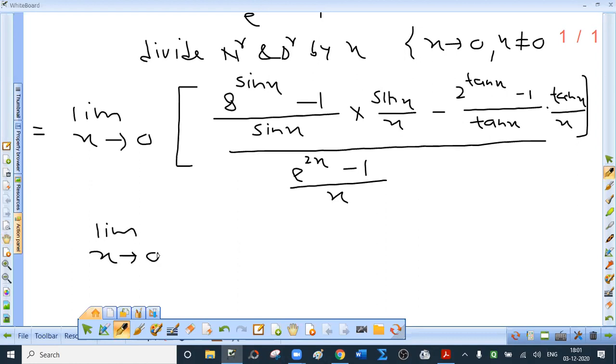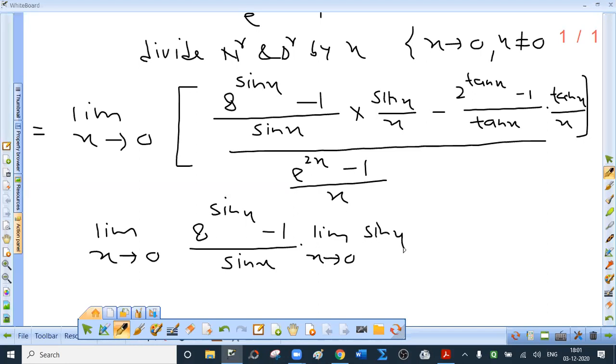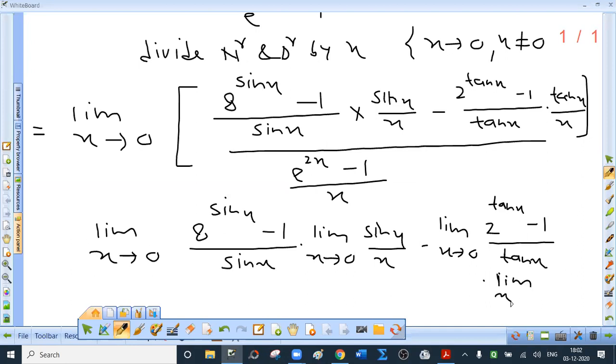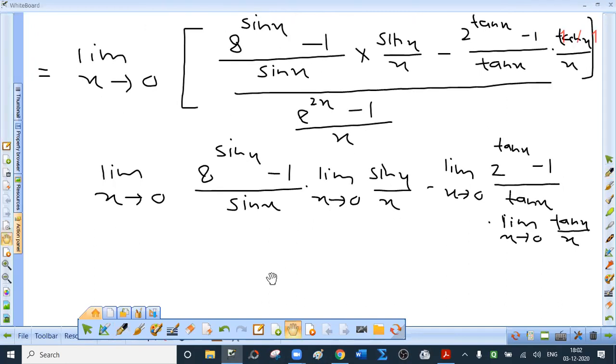So in the next step, I will write: limit x tends to 0, (8 raised to sin x minus 1) upon sin x, into limit x tends to 0, sin x upon x, minus limit x tends to 0, (2 raised to tan x minus 1) upon tan x, into, this is numerator only, limit x tends to 0, tan x upon x. Okay, this is numerator, right?